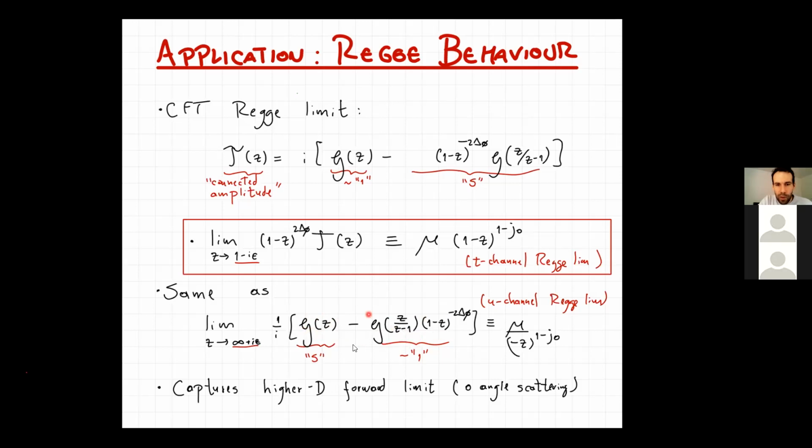Okay, and so we want to study the large z behavior of this object. And again, the large z behavior of this object is not the same as the large z behavior of this one. So questions? Like this, it's the T-channel Regge limit, and like this, it's called the U-channel Regge limit. But it's the same object.